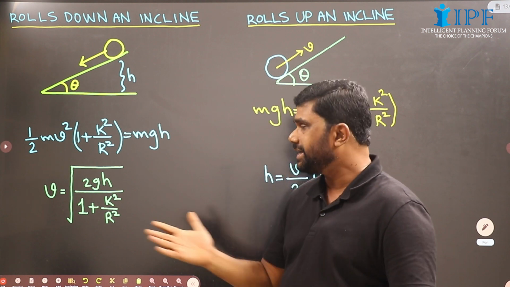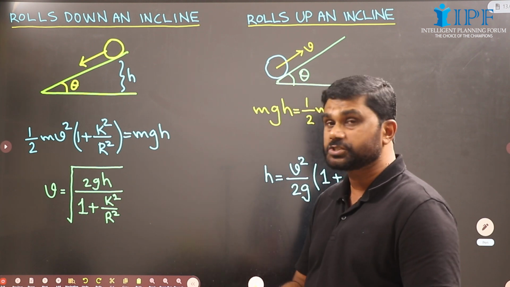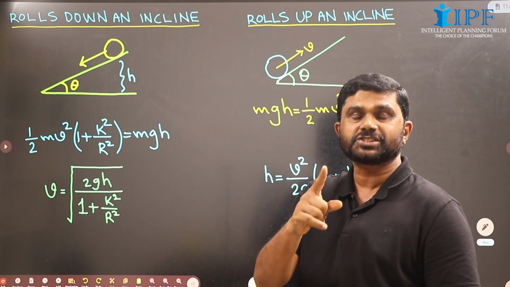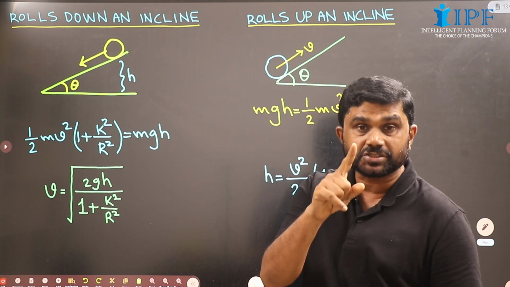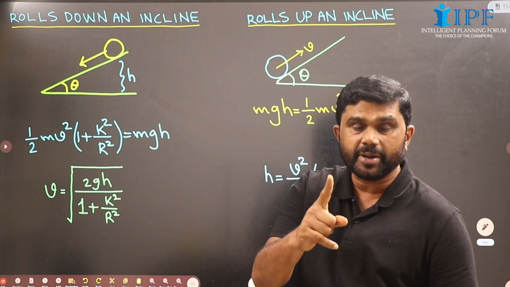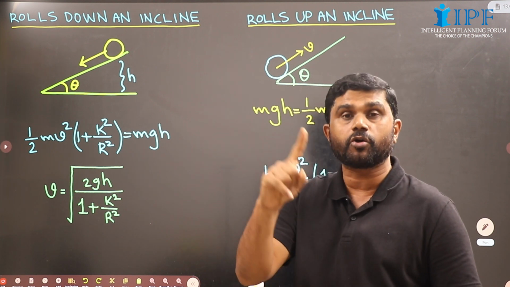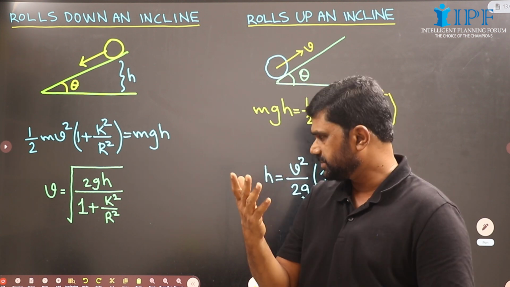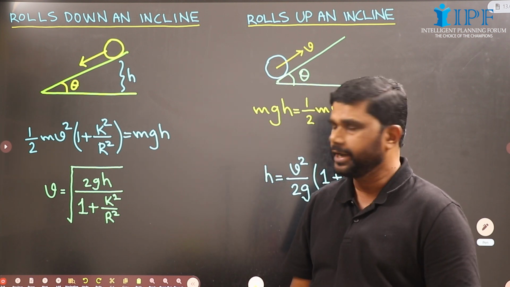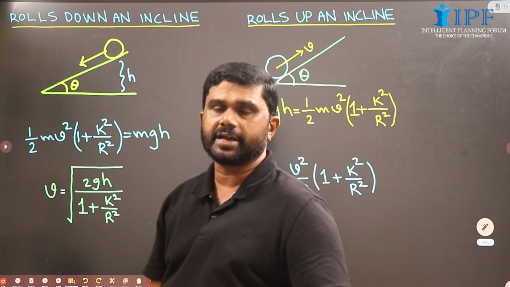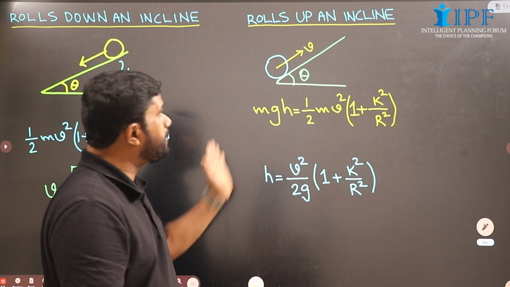Okay, so here when k square by r square is small, velocity will be more. So k square by r square is minimum for solid sphere, so it reaches the bottom with the maximum speed. K square by r square is maximum for ring or hollow cylinder, so ring or hollow cylinder reach the bottom with the minimum speeds. Okay, now see, instead of rolling down the incline, suppose a body rolls up the incline.